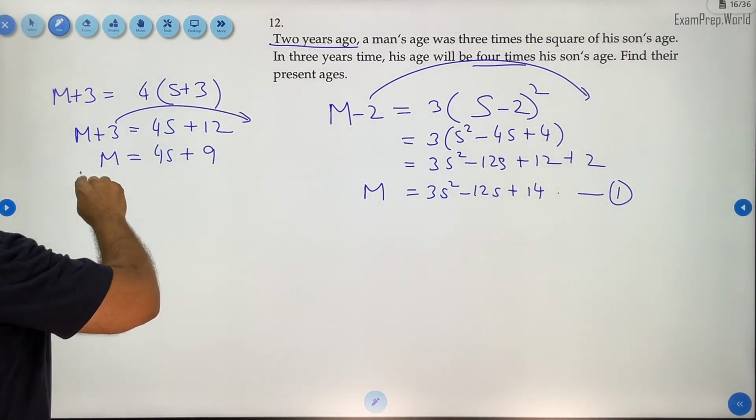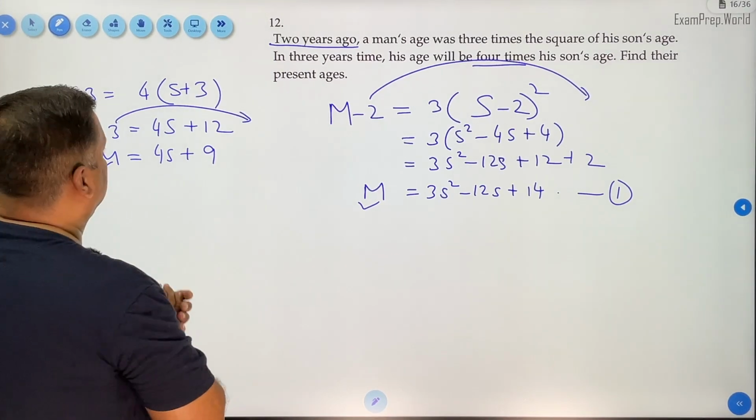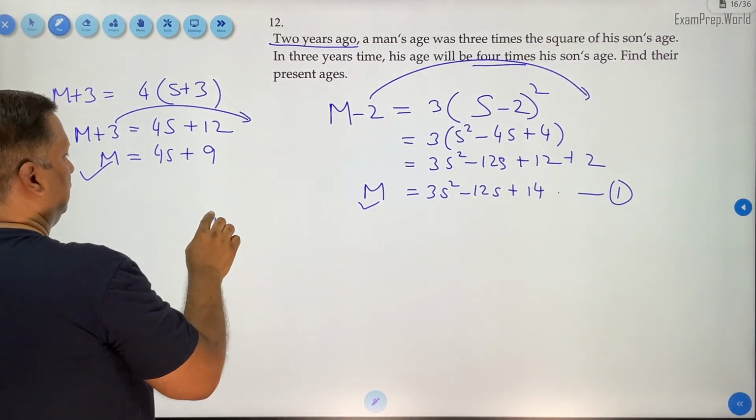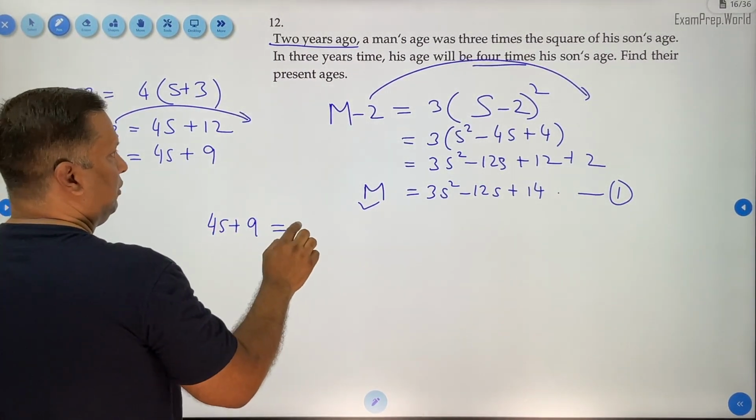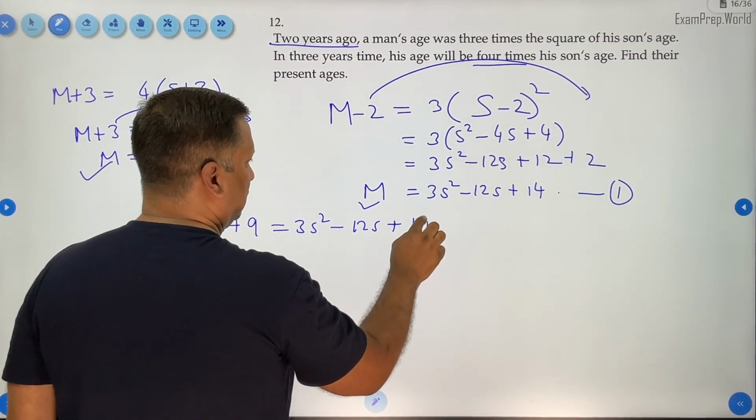Now look, this is also M and this is also M. Can we equate them? We can. So I am going to write here 4s plus 9 should be equal to 3s square minus 12s plus 14.